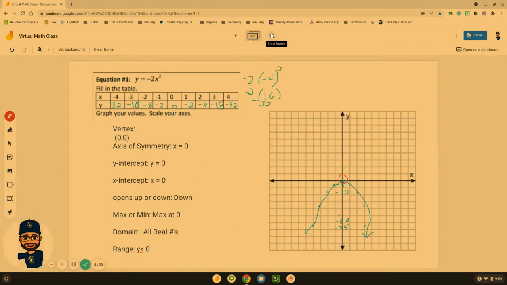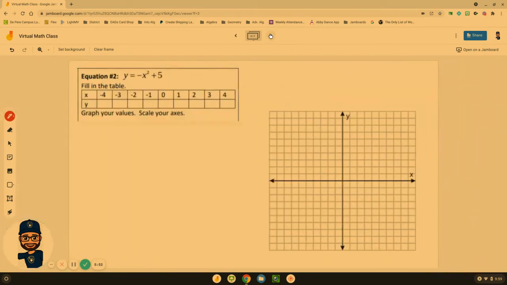I'm going to have you try another one on our next page. Graph y equals negative x squared plus 5 by plugging in those values into the table. Graph once you're done, and then what are the characteristics? When you get back, we'll have the graph and the table filled in.